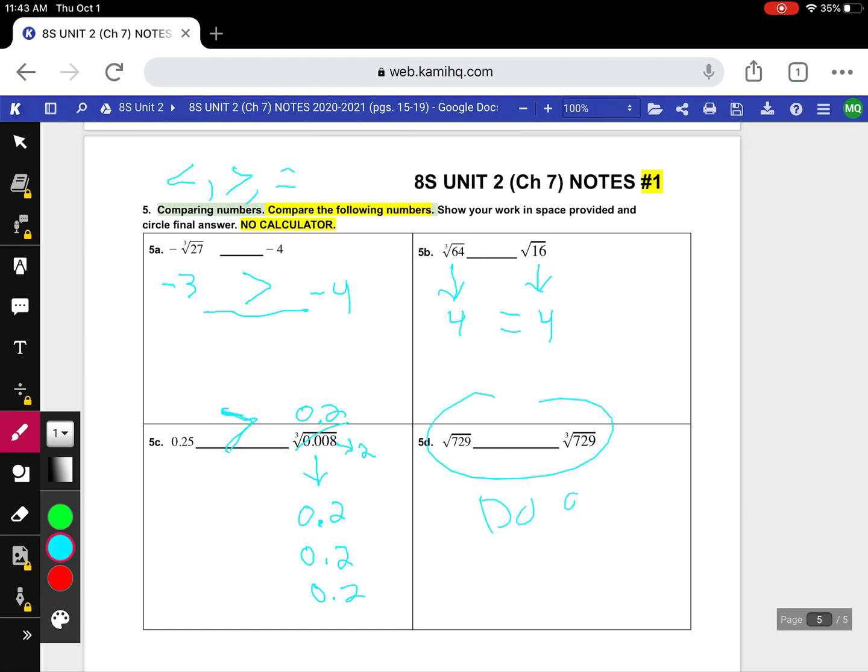I think that is, why don't you do this and I'll check it. Do it on your own. Okay, and you can go ahead and stop the video.